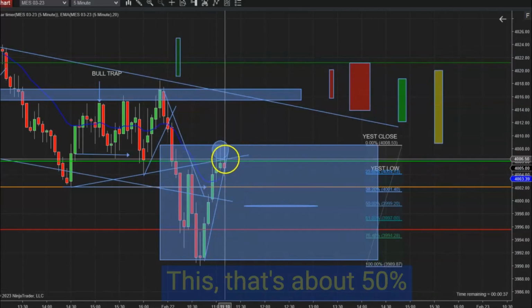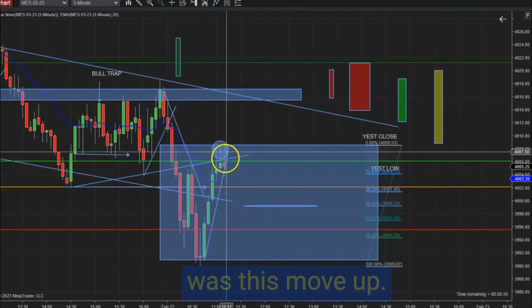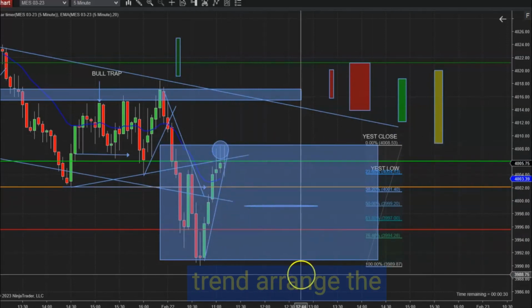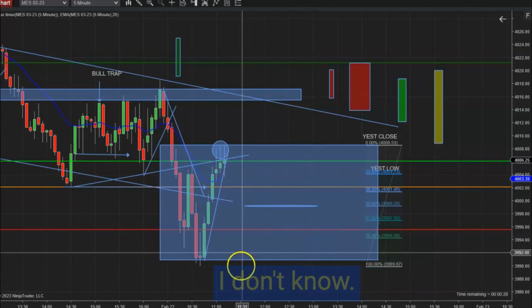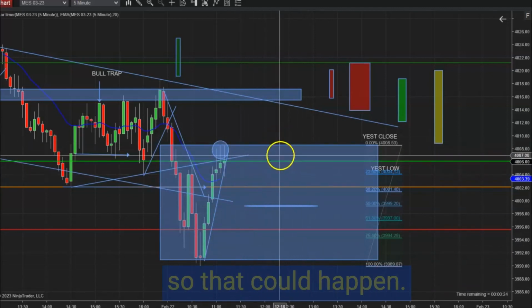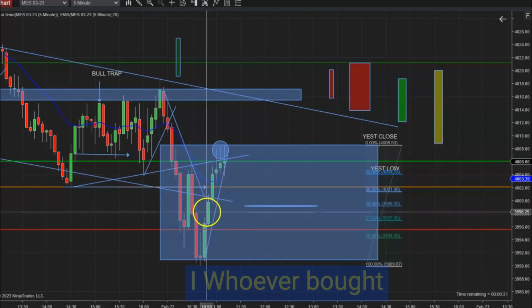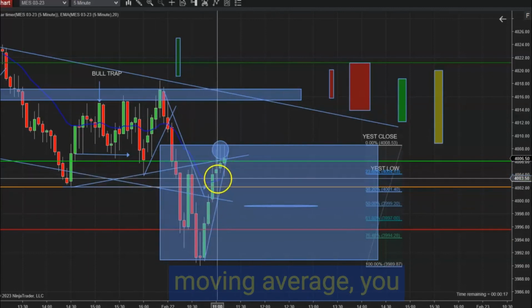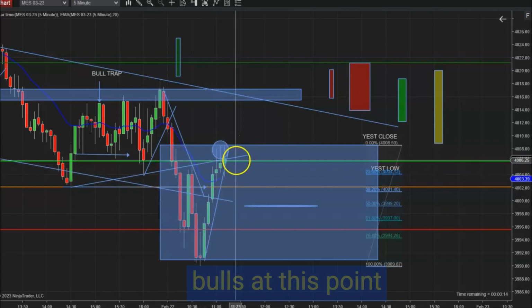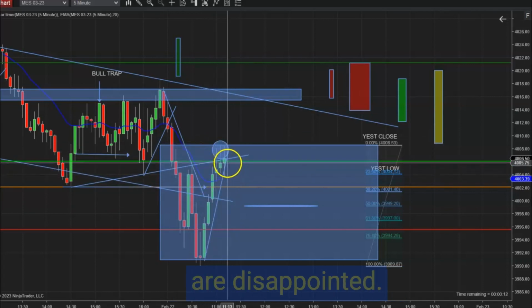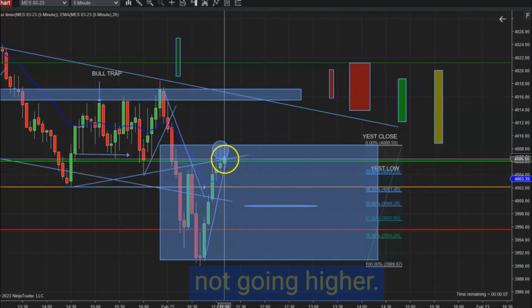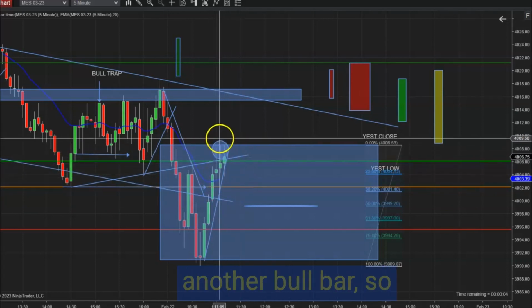It went up. That's about 50% of this down move. And what if we just remain in this trading range the rest of the day? I don't know. I've seen it happen many times before, so that could happen. I'm just not seeing the buyers up here. And whoever bought up here, like a bull close above the moving average, you've got to figure that the bulls at this point are disappointed. You've got to figure out how many bars the bulls are going to give it until they say, okay, it's not going higher.